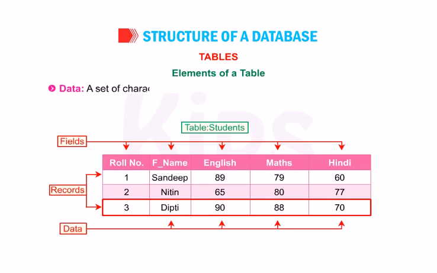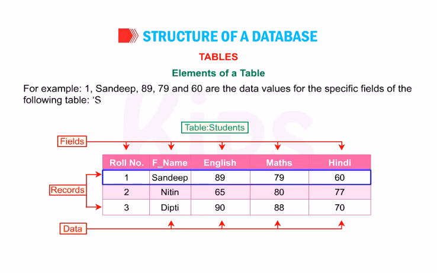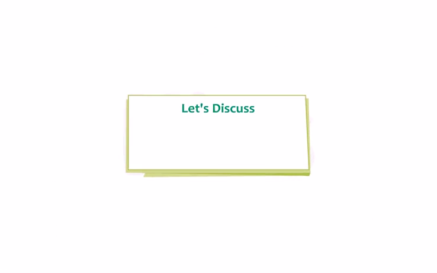Data. A set of characters that represent a valid value is known as data. For example, Sandeep, 89, 79 and 60 are the data values for the specific fields of the following table Students. Alright, let us now discuss field versus record.